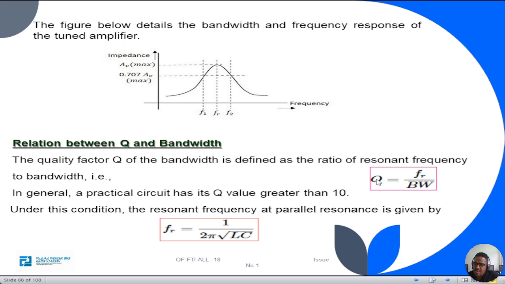That means quality factor, when you compare bandwidth with quality factor, is resonant frequency over bandwidth. So FR means 1 over 2 pi root of LC. In general, a practical circuit has its quality value always greater than 10. Under this condition, the resonant frequency at parallel resonance is given by FR equals 1 over 2 pi root of LC.